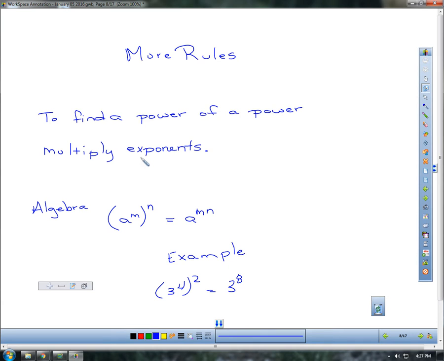To find a power of a power, you multiply the exponents. So if I take any number and raise it to a number and raise that whole thing to another number, I multiply the two exponent numbers. So if I have like 3 to the 4th squared, I would have 3 to the 8th, because 4 times 2 is 8.